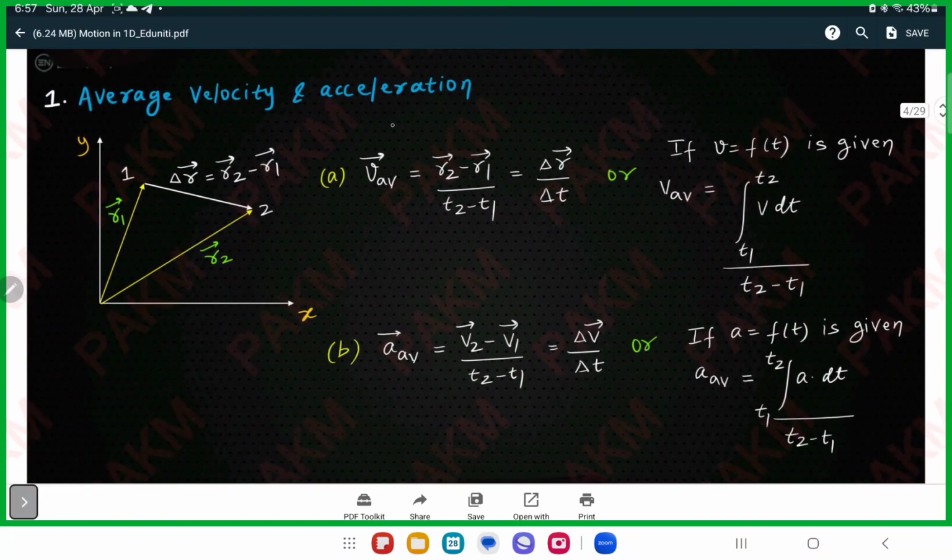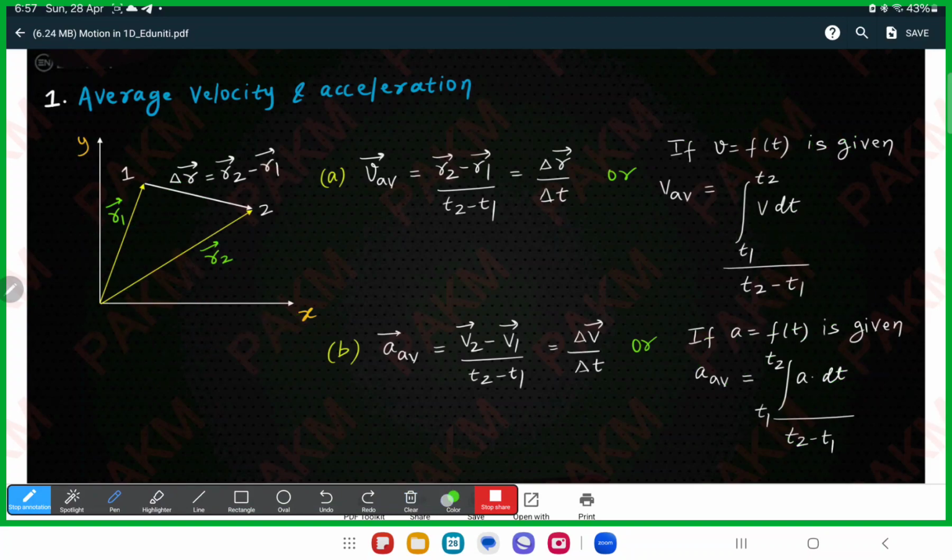Next is average velocity. Let this be the position vector from point 1 to point 2. The basic difference from point 1 to point 2 is r2 minus r1. The average velocity is displacement upon time, delta r by delta t, which you already know.